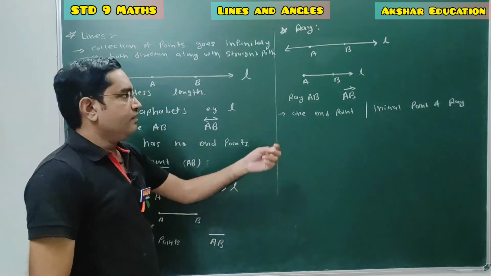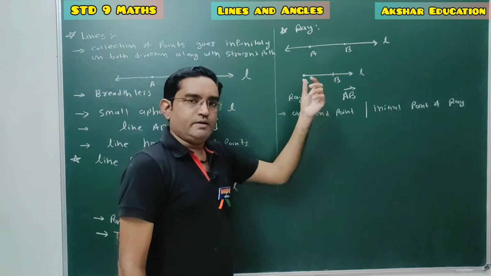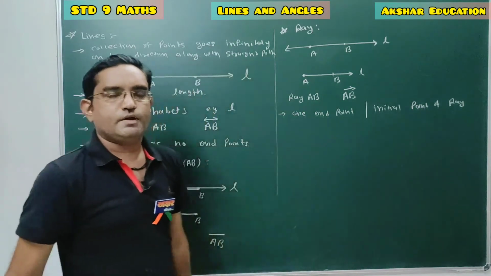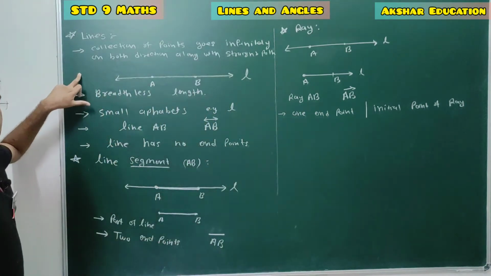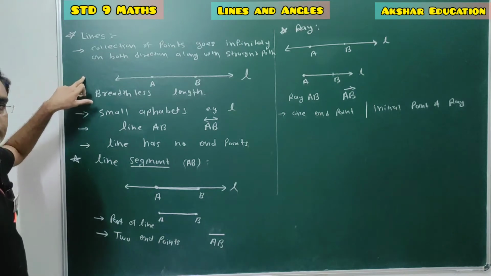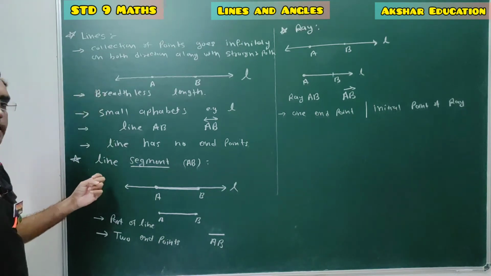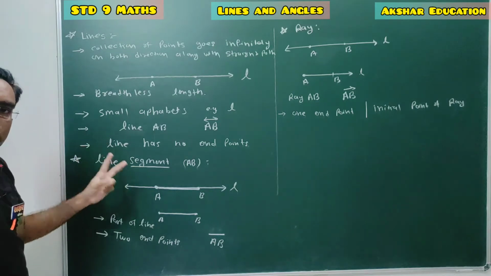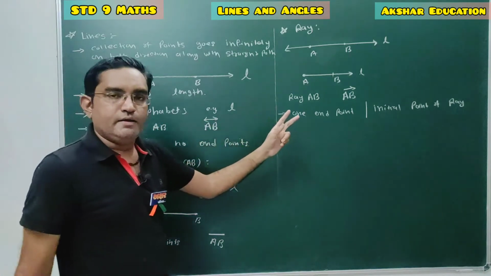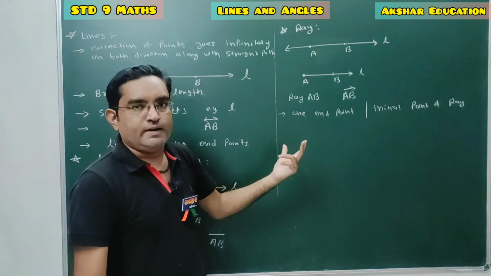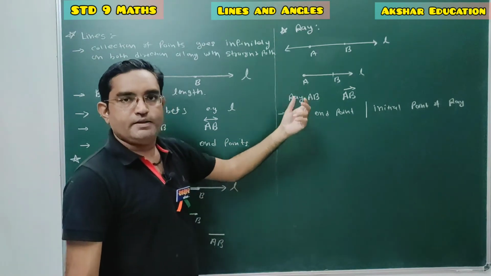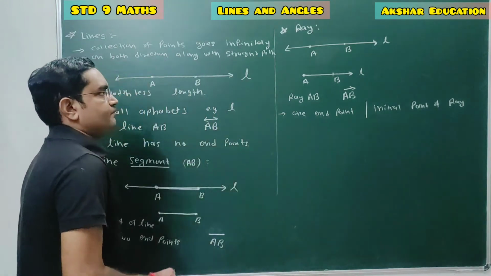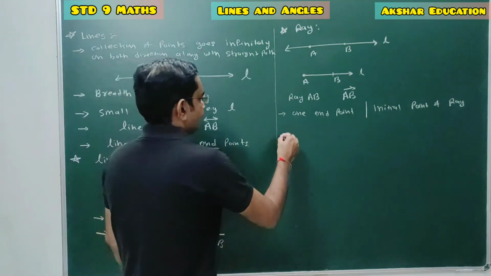In any ray there is only one endpoint, and that one endpoint of that ray is known as the initial point of the ray. Clear, students? In case of a line, no endpoints are there. A line segment, which is part of the line, has two endpoints, and a ray, which is also part of the line, has only one endpoint, known as the initial point of the ray. So this is the definition of ray.